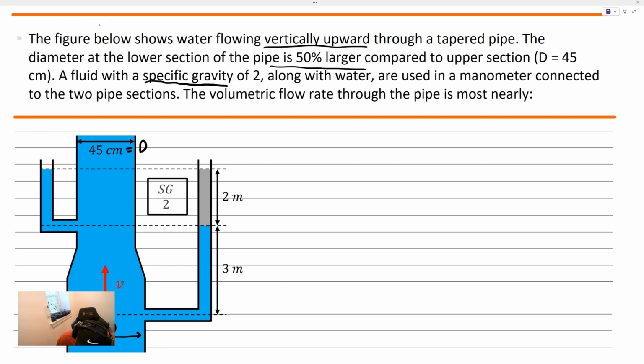Additionally, it mentions some stuff about specific gravity here. If we quickly think about what a specific gravity is, a specific gravity represents a ratio of two densities, the density of some substance relative to water. Additionally, it could represent the product of density times gravity in relation to water's density times gravity. Density times gravity is the specific weight. So it represents a ratio of densities or a ratio of specific weights, and that's called the specific gravity. It's mentioned because the fluid in this manometer has a specific gravity of 2, so we're going to need to use that.